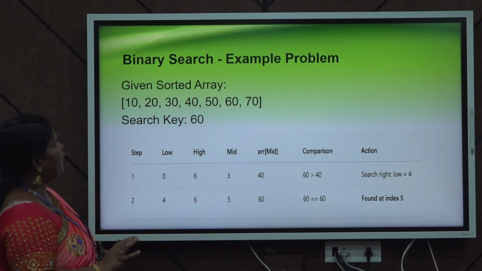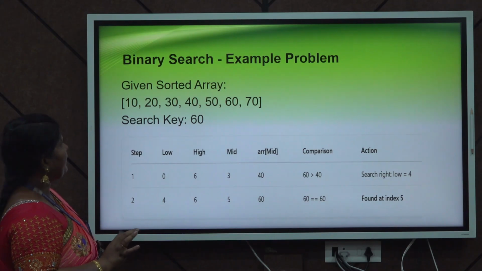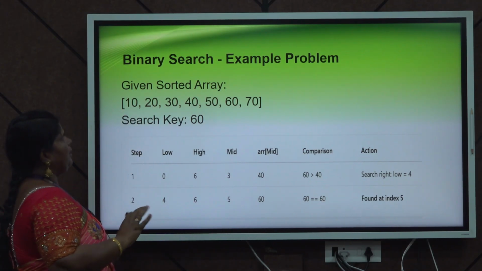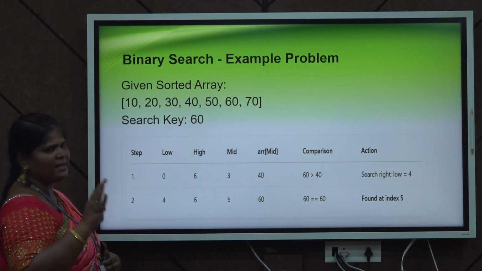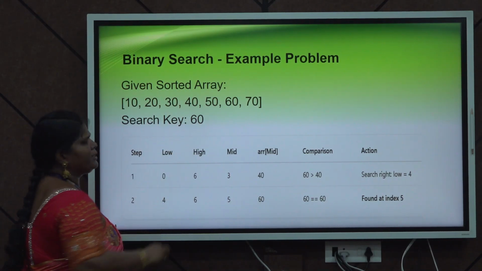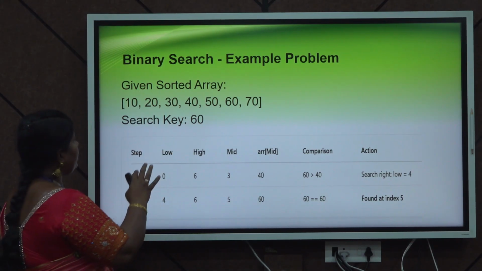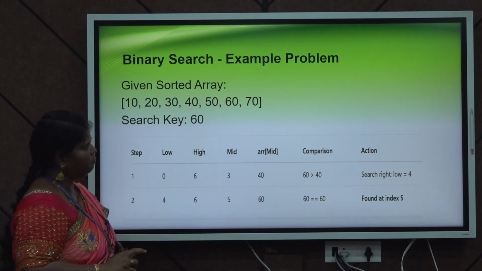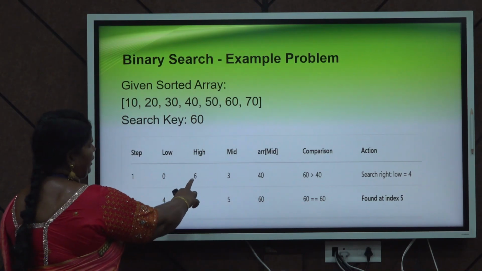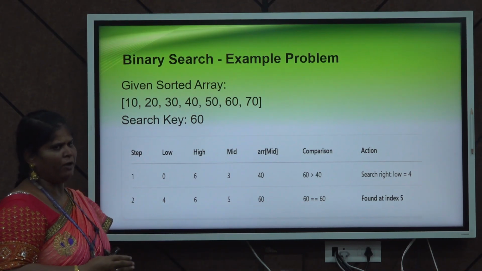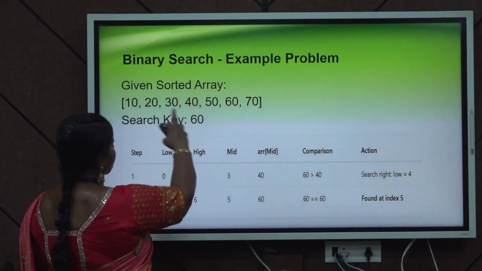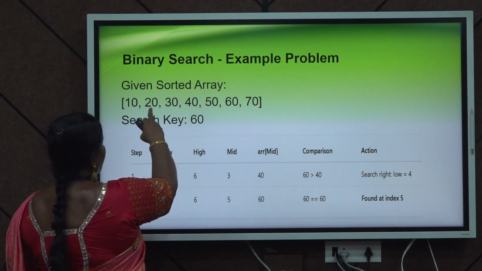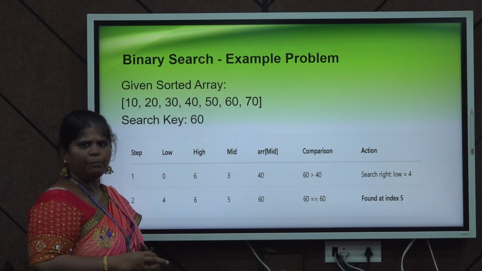So this is an example of how the binary search is working. The element is given. See here, this is a sorted array: 10, 20, 30, 40, 50, 60, 70. I am going to search for 60. What about your low value? Low value is 0. High value is 6. Mid value is (0 plus 6) by 2, which is 3. What is the third position element? 0, 1, 2, 3, 40 is the third position element.